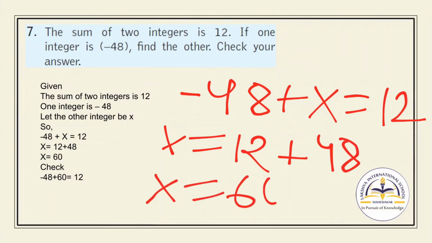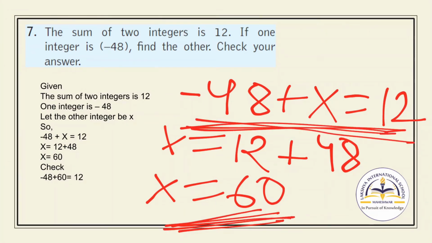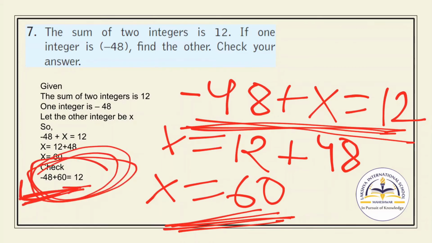X equals 60. Now we have to check whether our answer is correct or not. So we have to put the value of x in this one. So when we put minus 48 plus 60, we get 12. Okay, so this is our answer.